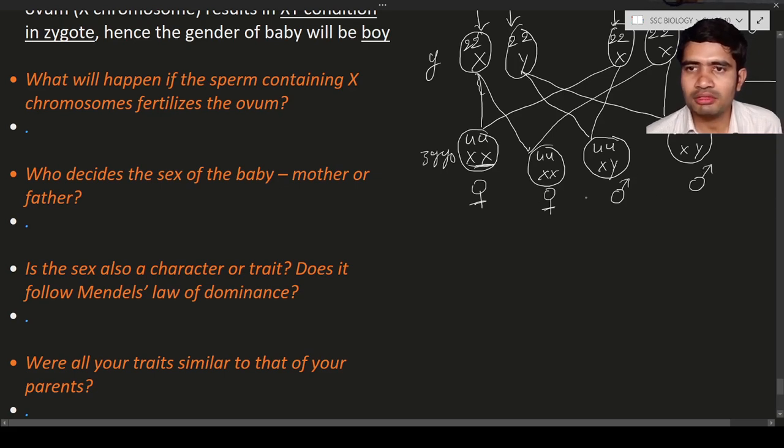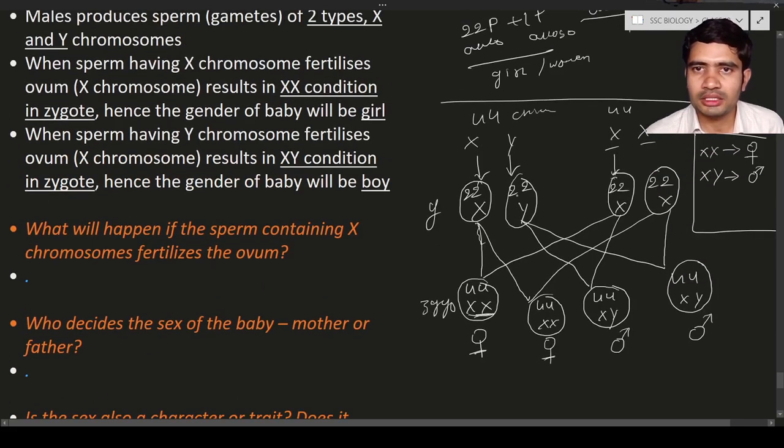Okay, so this way you can determine the gender of the progeny or offspring. These are the parents. This is the male parent, or you can call it the father, and this is the female parent, or mother.